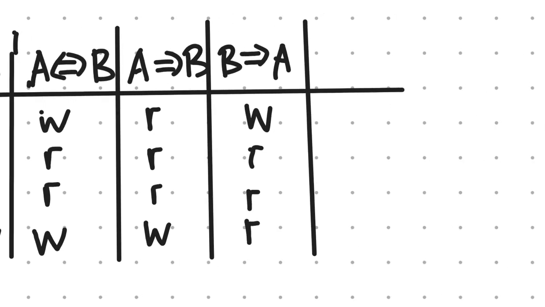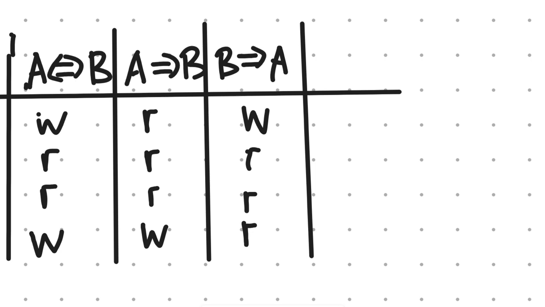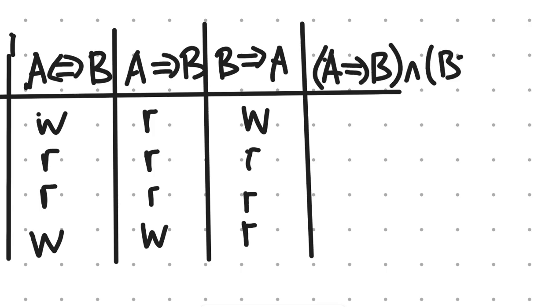Okay? And now we're going to use the combination of those two. So A implies B and B implies A. So what does it mean to have A implies B and B implies A? It means we have to look at the tables A implies B and B implies A and see if both of them are right, then A implies B and B implies A is also right. But if one is wrong, then everything is wrong.